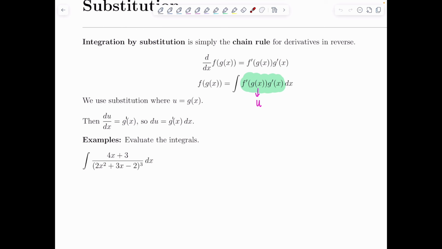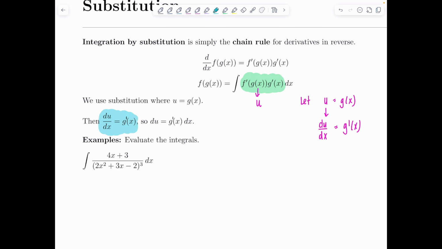So you don't want to have any more x's in there, since the new variable is going to be u from the substitution. How do we do that? Well, once you've chosen, you say let u be g of x. Then you find the derivative, u prime, which is the same as du dx, and that would be g prime of x, which is what is right here. du dx is g prime of x.